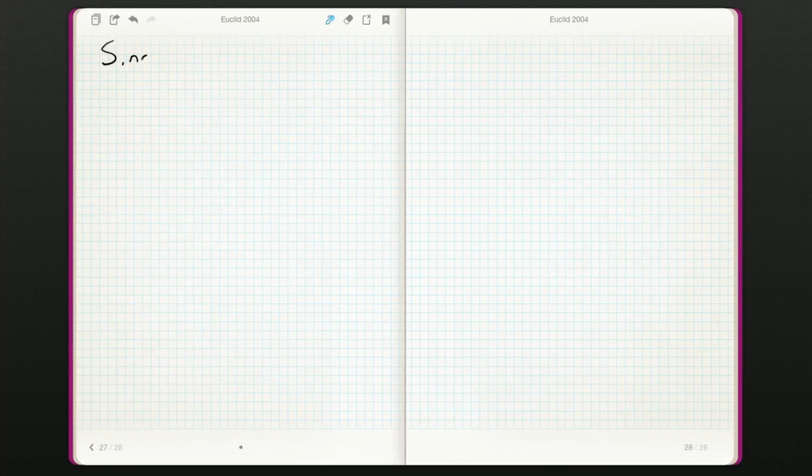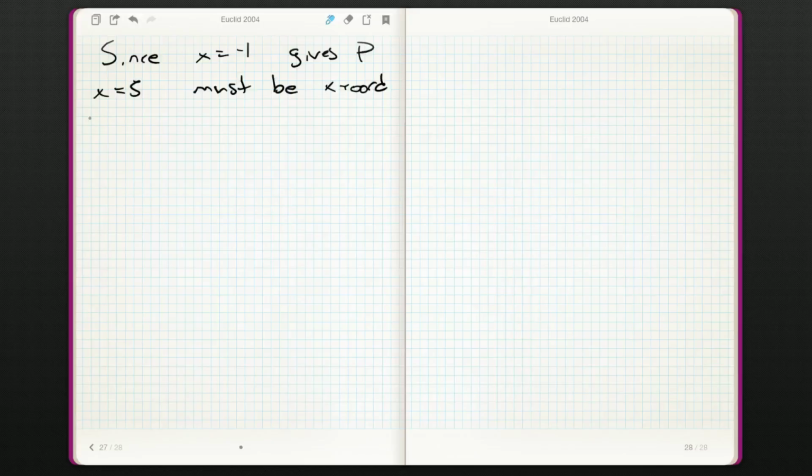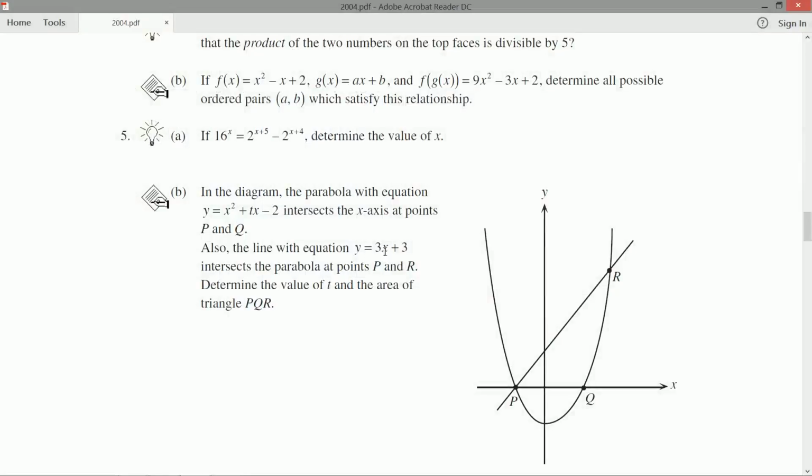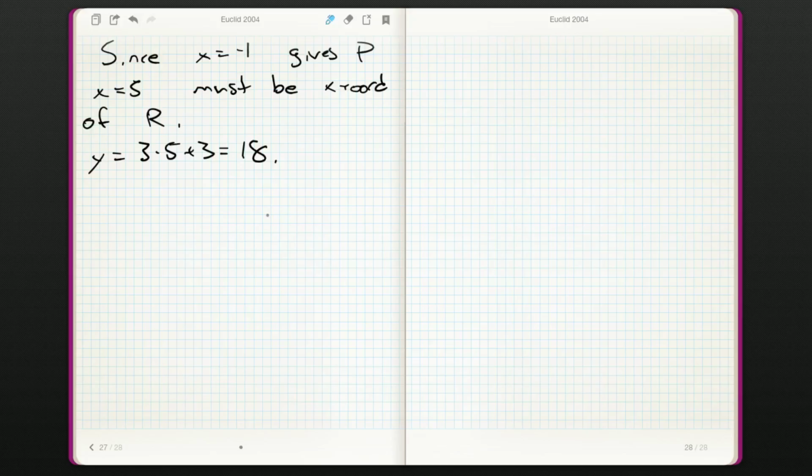And we might say something like, since x equals negative 1 gives P, x equals 5 must be the x coordinate of R. So y is equal to 3 times 5 plus 3, 18. Just going by their equation here, 3x plus 3. Plug in the 5 there. We can even mentally check: 5 squared minus 5 is 20, minus 2 is 18 as well, so that really does work. We have factored things correctly and everything.